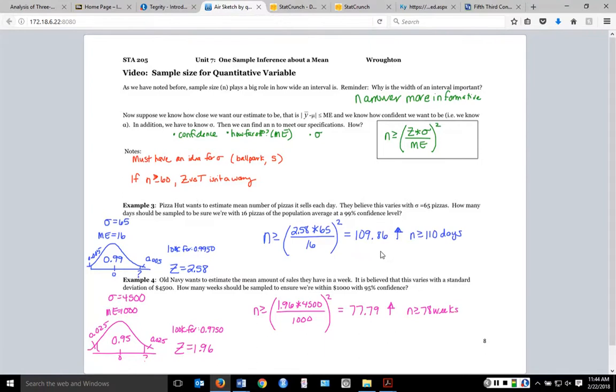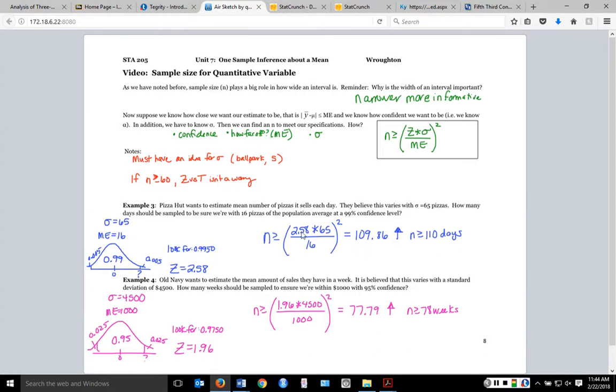Now, of course, we just do the calculation. How they can use that is to decide, can I get that big of a sample? Can I actually do that once I've figured out how big of a sample I need? Of course, if it's too big and I can't take that big of a sample, I've got to compromise on a couple of things. So what will I have to be willing to do?